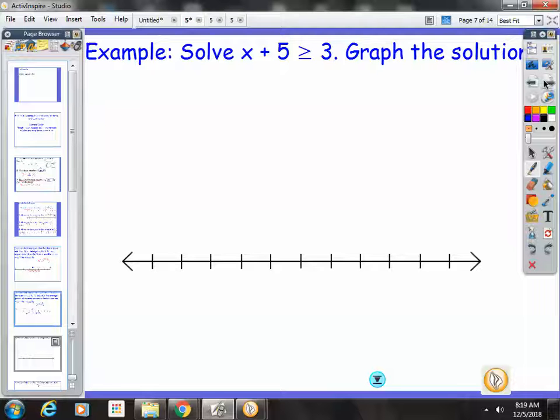As opposed to an equal sign. The only thing that's different. So if I want to get x by itself, what would I do to move the 5 to the other side of the inequality symbol? Subtract it. Let's do that. Minus 5, minus 5.